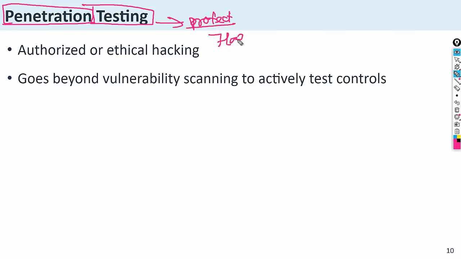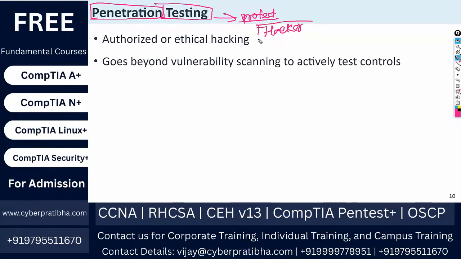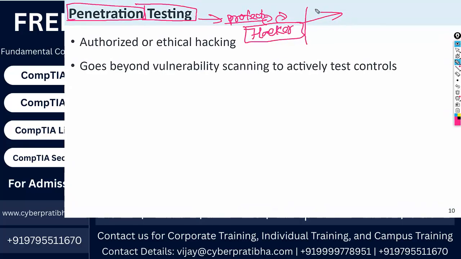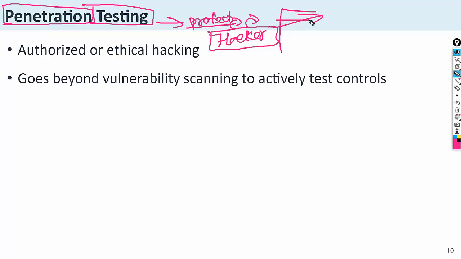Already all of you know about the hacker. A hacker is a person who is going to hack your system. There is some process, methodology, or mechanism used by the hacker. The same mechanism, same techniques, same process are used by a person called a pen tester. A pen tester does the same things the hacker is doing.